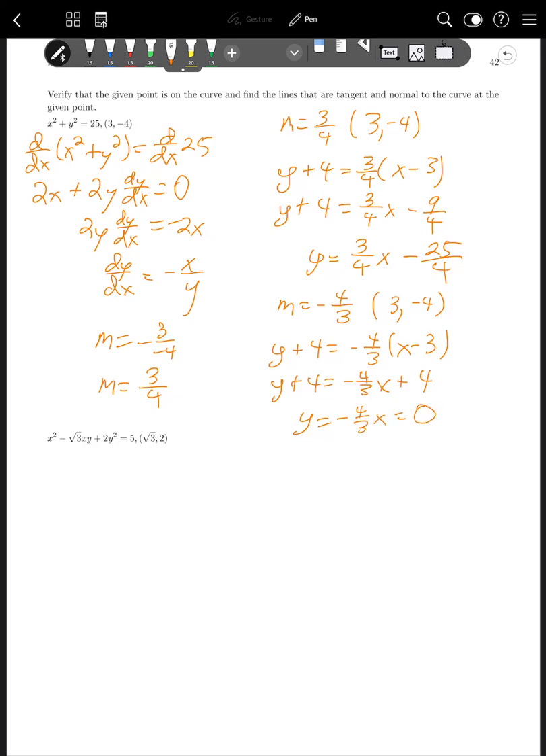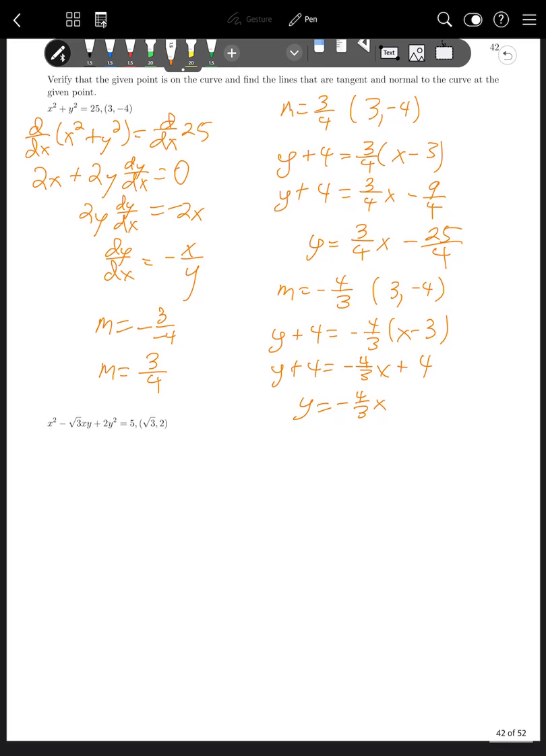I mean, not equals 0. Negative 4/3 x. Because the 4's cancel out when you subtract 4 from both sides. Okay, so there we go.